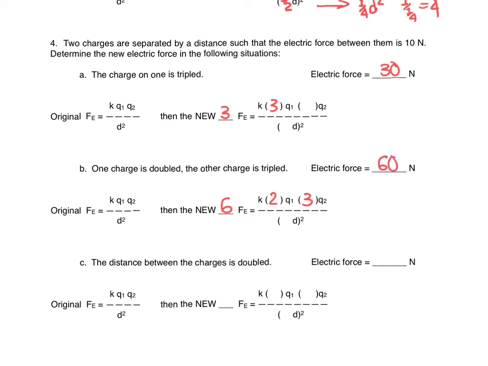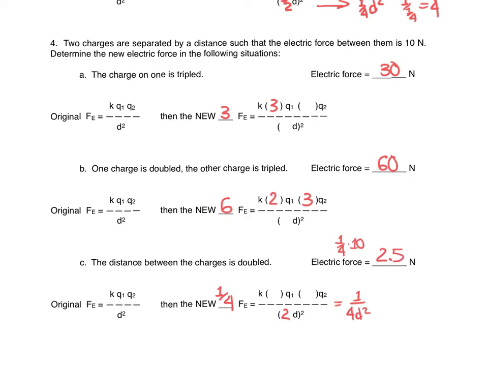Got it. All right, for C, it says the distance between the charges is doubled. Okay, so I'm going to make this (2d) squared, right? I'm going to leave the charges the same. So (2d) squared, if I do that math out, that's going to give me 1 over (2d) squared, that's 4d squared, all right? So that means my force is going to be 1/4 as much. So if the electric force before was 10, it's 1/4 of 10, or I think that is 2.5 newtons of force, okay?